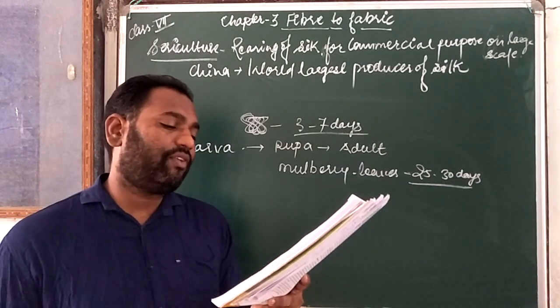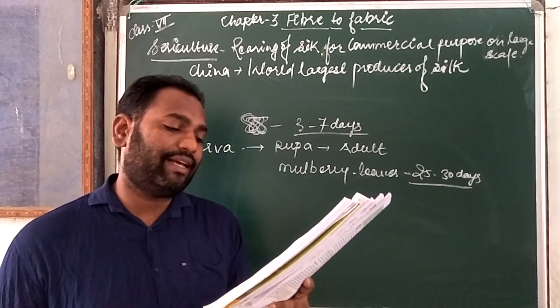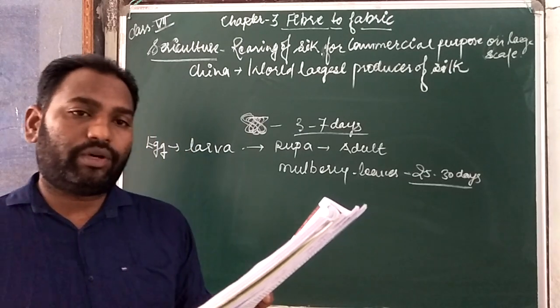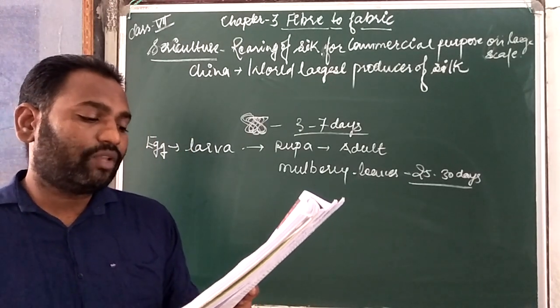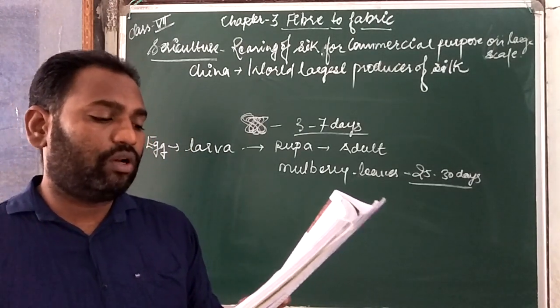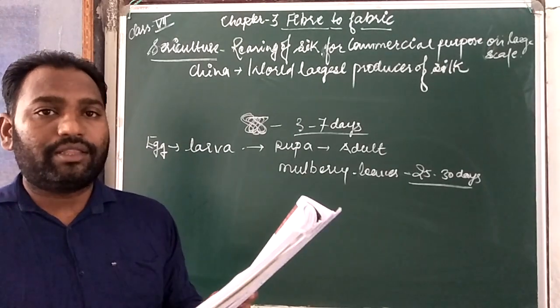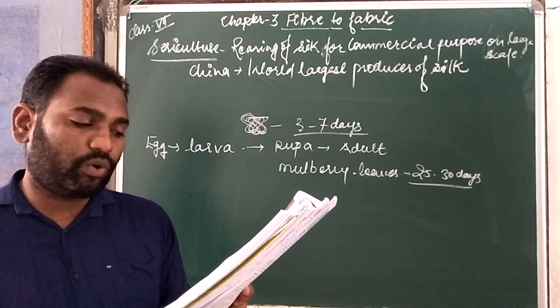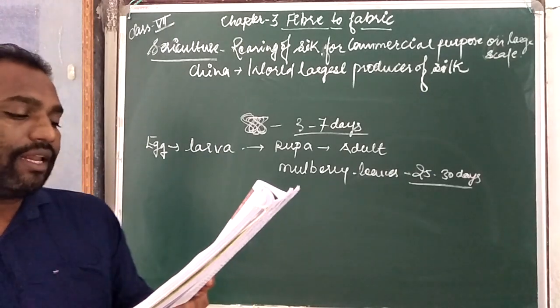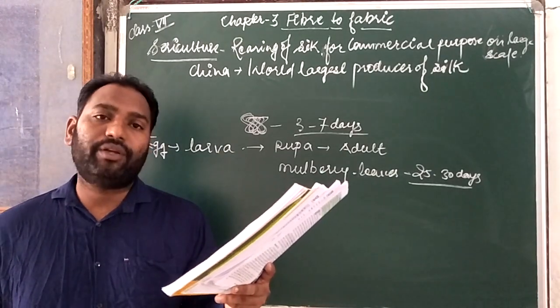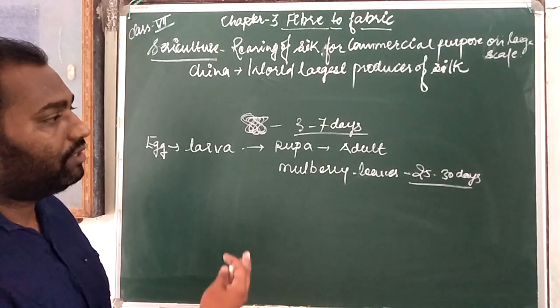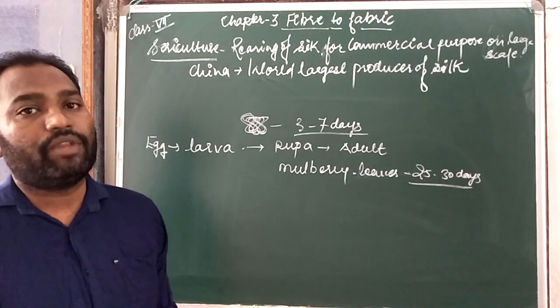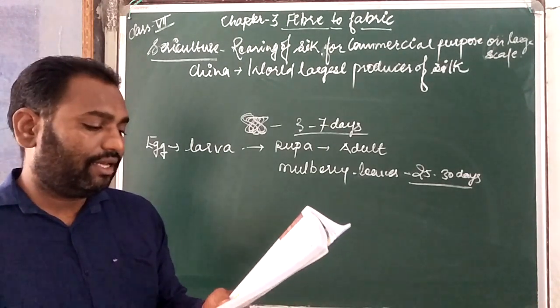Processing silk. The silk fiber is obtained from the cocoon by killing the insect inside it. That's why the cocoon forms. The worms are killed when the cocoons are exposed to the heat of the sun. It means the silkworms are killed when the cocoons are dried in the sun.